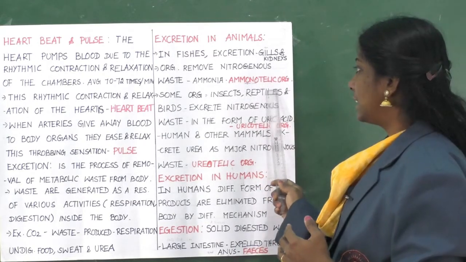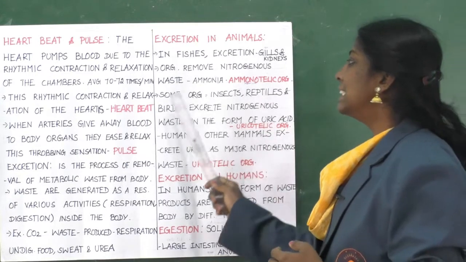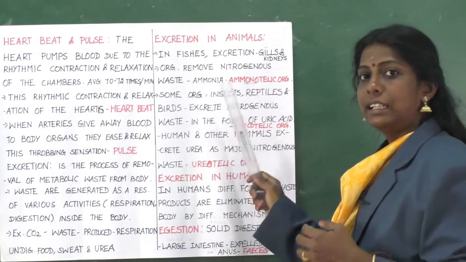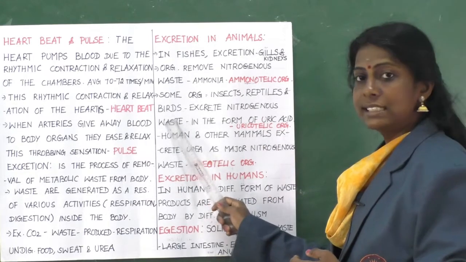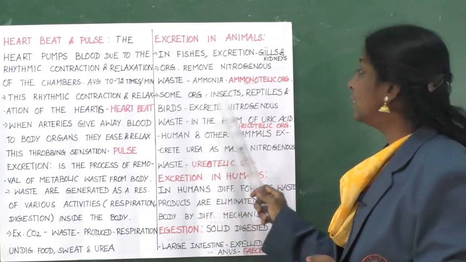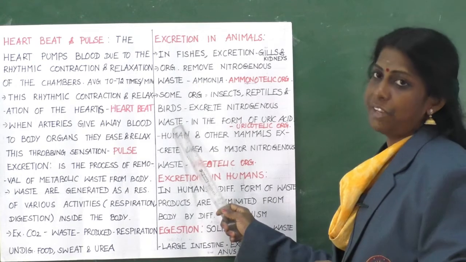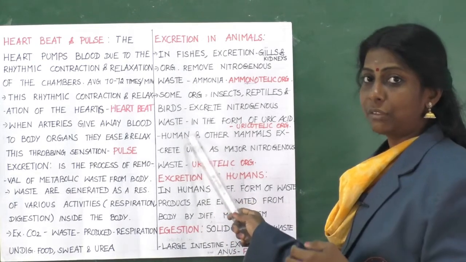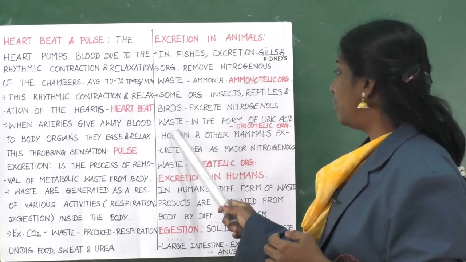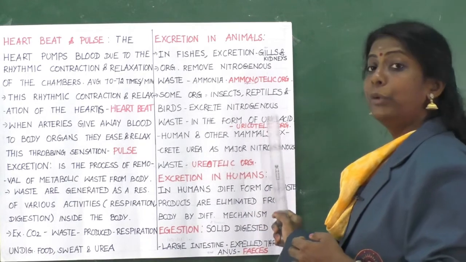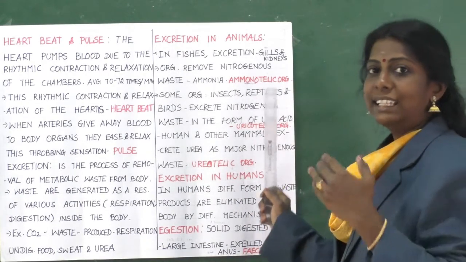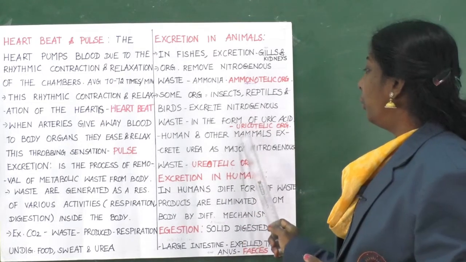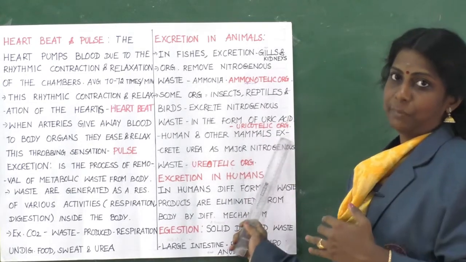Ammonotelic organism. Clear? Then, some organisms like insects, reptiles and birds excrete nitrogenous waste in the form of uric acid. That is said to be a uricotelic organism.